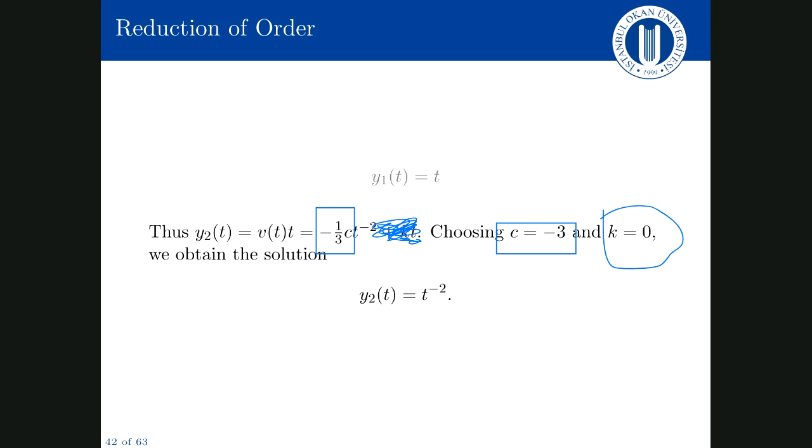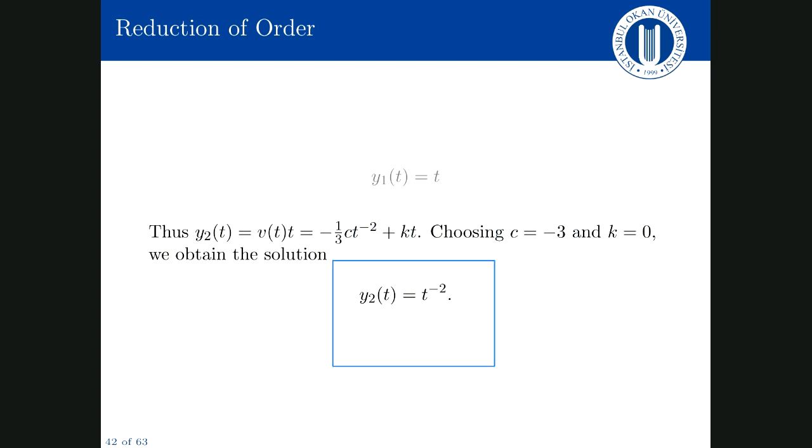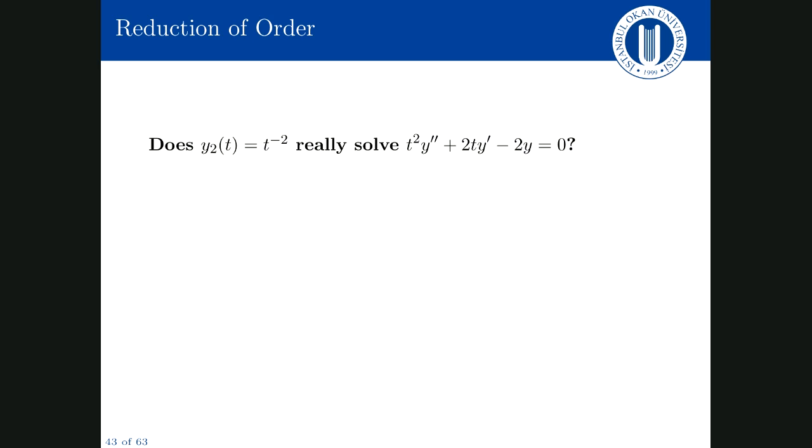This makes our solution easier. It makes y2 equal to t to the power minus 2. And this could be the answer to the problem, as long as we're sure that this is correct. But does it really solve the equation? Does t to the power minus 2 really solve t squared y double prime plus 2t y prime minus 2y is equal to 0?